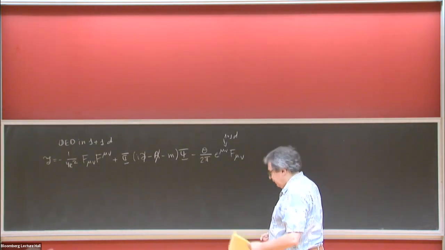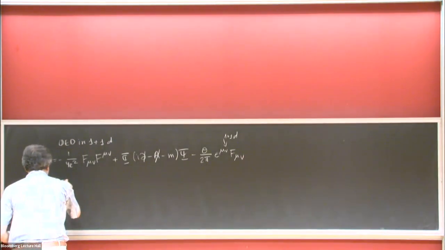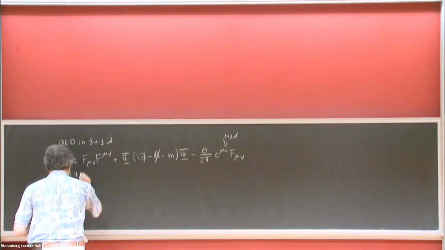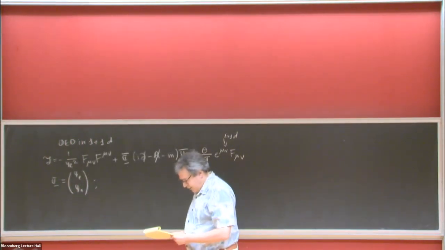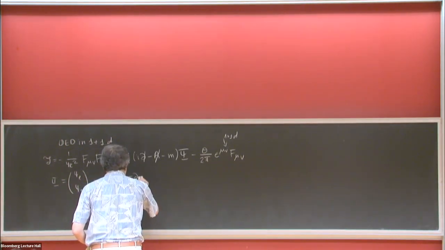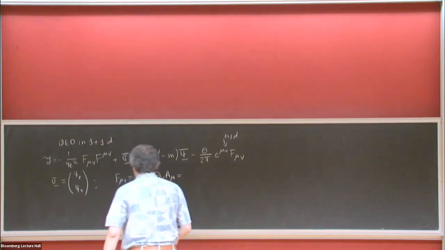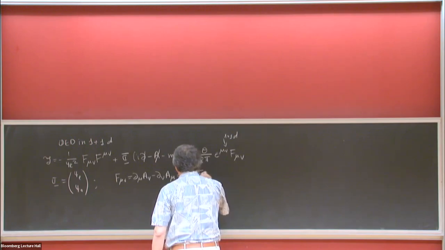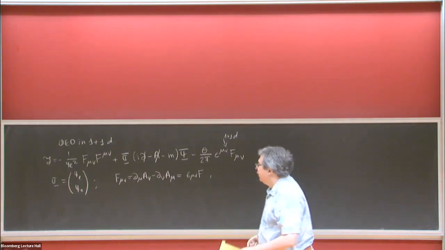in 3+1, right? And here ψ will be just the doublet, and I'll write this in this form, which will... why I call these even and odd will become clear in a second. And of course, we have F_{μν} = ∂_μ A_ν − ∂_ν A_μ. And this in 1+1 dimensions can be written as just ε^{μν} times F, where F is basically F_{01}, just the only non-trivial component.